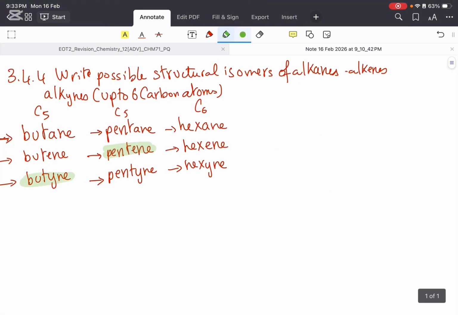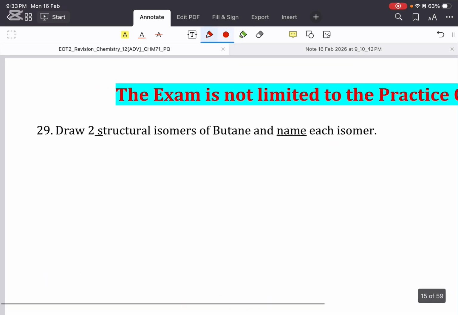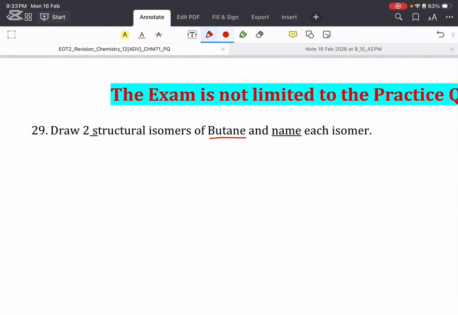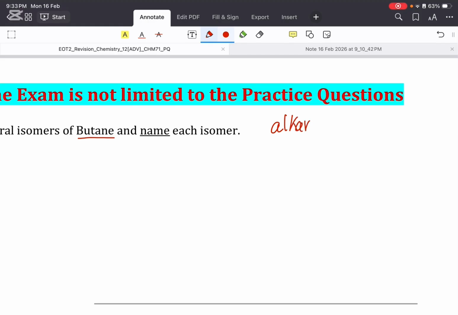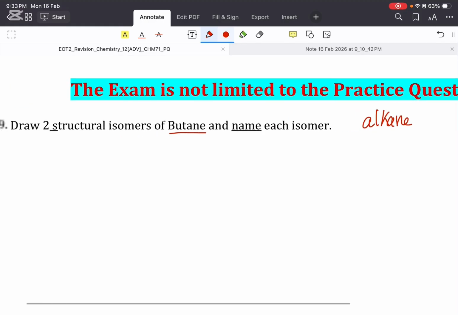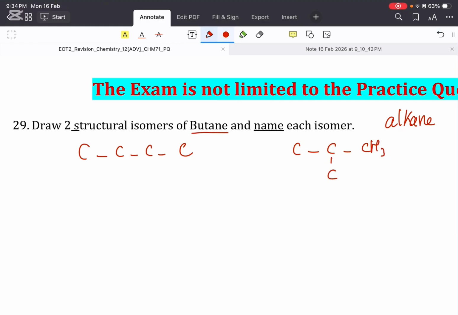I gave you the example of the butyne. Let me move on more here. In this one, they are asking you to draw the isomers of butane. So when I said in the alkanes, alkanes can only have isomers with alkanes. You cannot have the chance to draw cyclic ones. So if you have 4 carbons, that's the first possible structure. And that's the second possible structure. These are 3 carbons with 1 branch.